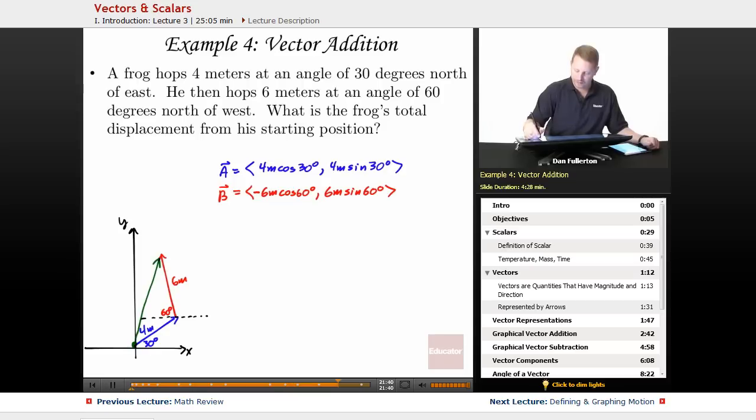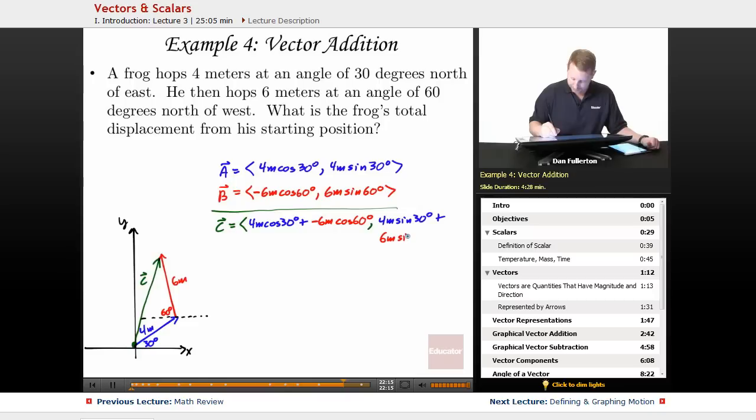So if I wanted to find the resultant, the sum, vector C, C is just going to be equal to A plus B. So that's going to be 4 meters cosine 30 degrees, the x component of A, plus the x component of B, negative 6 meters cosine 60 degrees. So that'll give us the x component of C. And for the y component, we add their y components together. 4 meters sine 30 degrees from A, plus 6 meters sine 60 degrees from B.